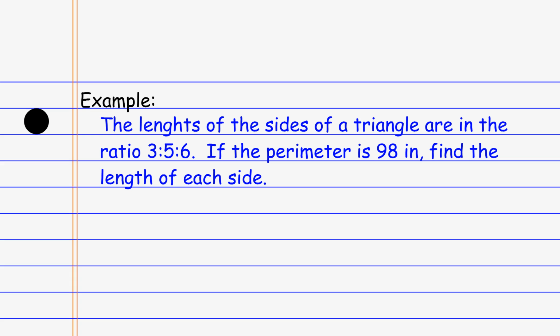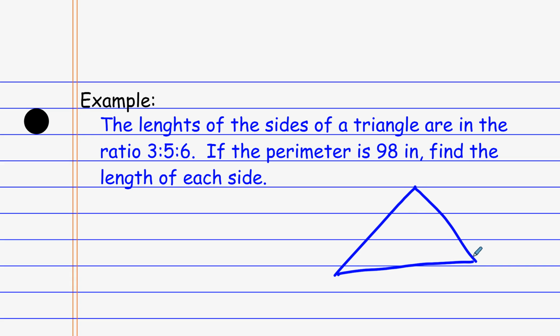For example, if I look at something like this guy, it says the lengths of the sides of a triangle are in the ratio 3 to 5 to 6. If the perimeter is 90 inches, find the length of each side. All right? And so the first thing, of course, I'm going to do is draw a picture. So I'm just going to draw this triangle off to the side over here. So here we go. Here's my triangle.